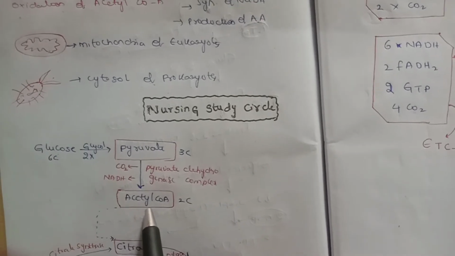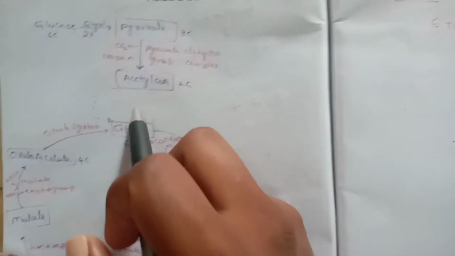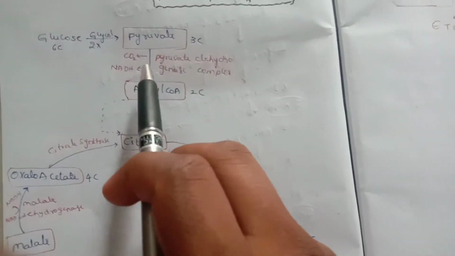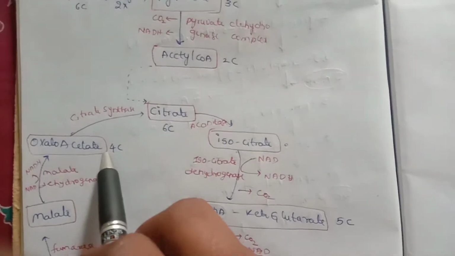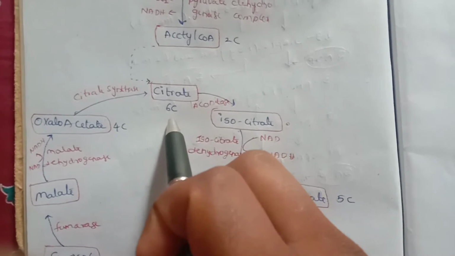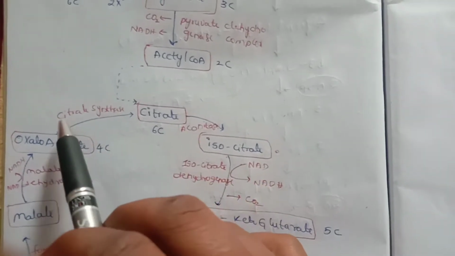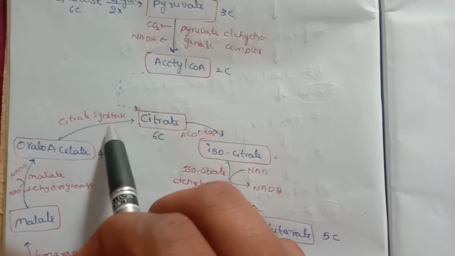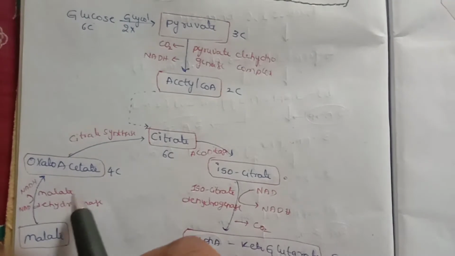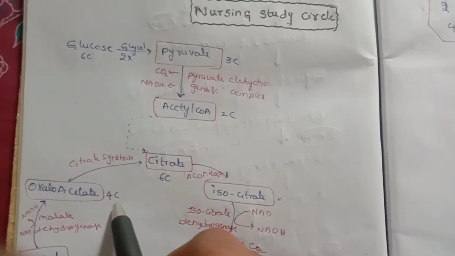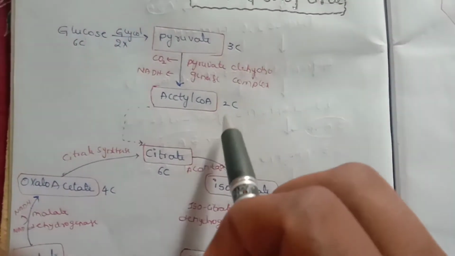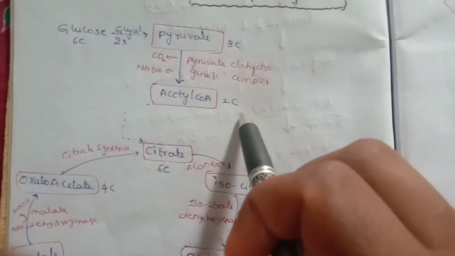When the acetyl CoA combines with the oxaloacetate to form citrate, which contains 6 carbon compounds, the enzyme citrate synthase catalyzes the reaction. The oxaloacetate contains 4 carbon compounds and the acetyl CoA contains 2 carbon compounds, and 4 plus 2 forms a 6 carbon compound.